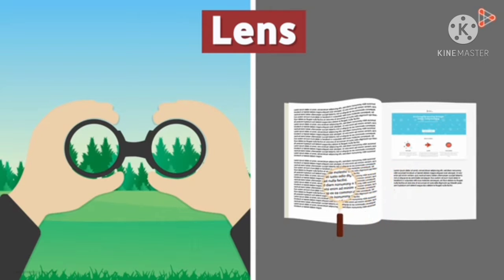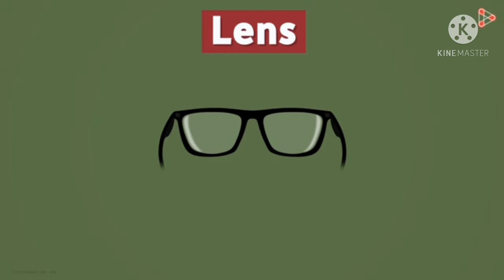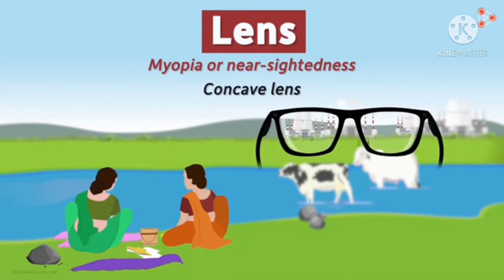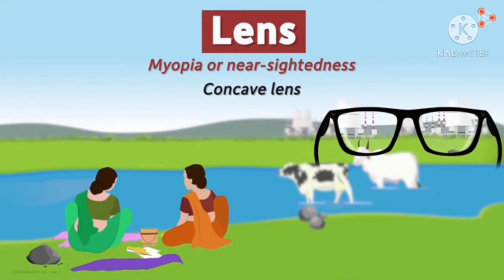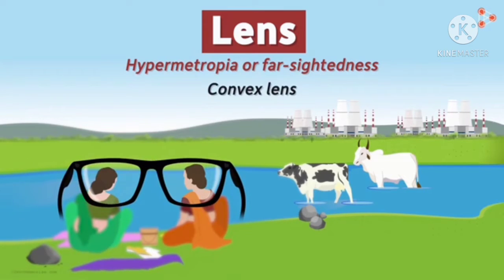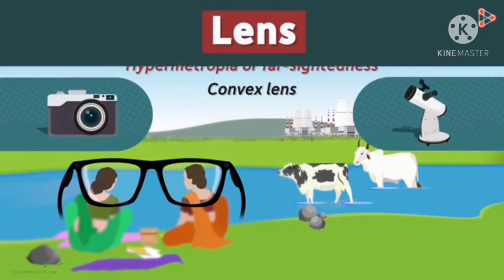So what are we using there? Lens. Am I right? We are using specs. Even small children are using specs. Why? What is there in the specs? Lens we are using. Based on our sight, that is majorly hypermetropia, that is far-sightedness, some people can't see far objects. Those people use convex lens.